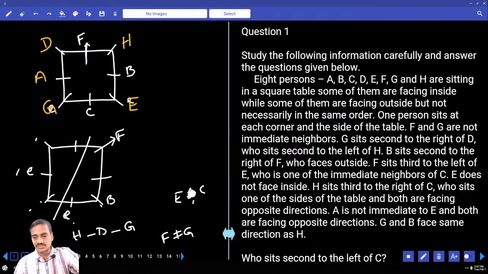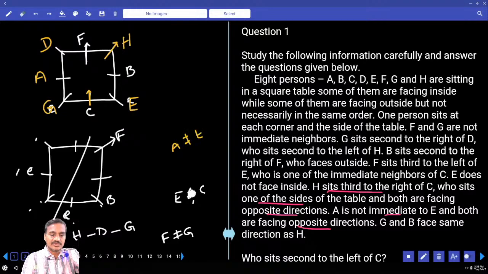Then check out the directions we have. Coming down to this one, H sits out to the right of C, and out to the right of C means C must be facing towards the center. C and H are in opposite directions. Then A is not immediate to E, and they are facing opposite directions. Then next one, E and C are together. Then coming to the first information, F and G are not immediate neighbors. That is correct.